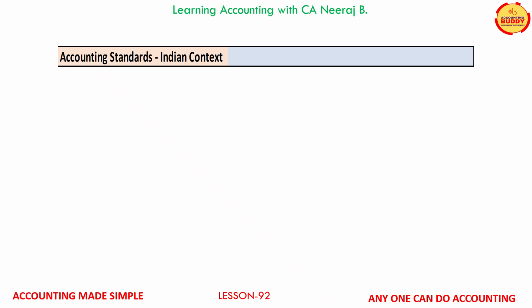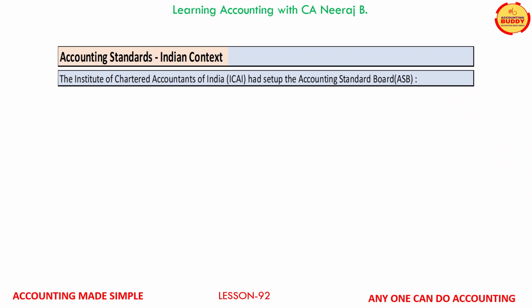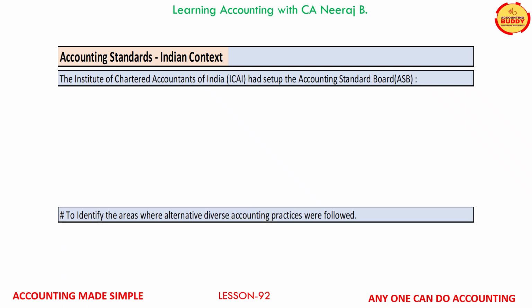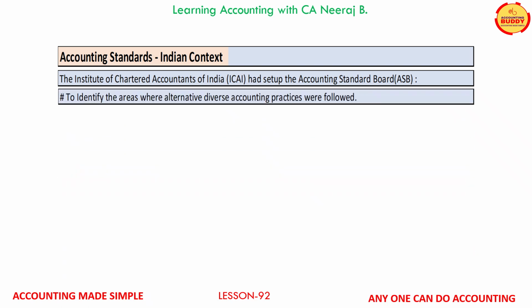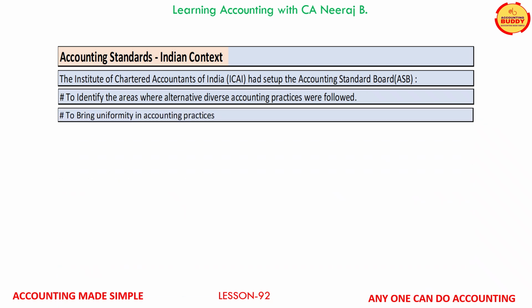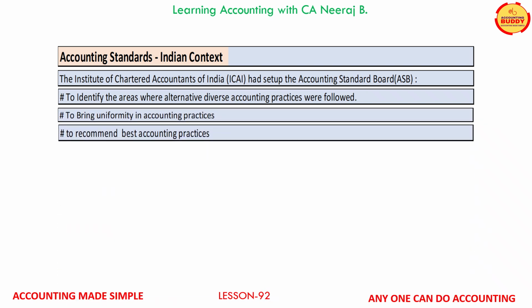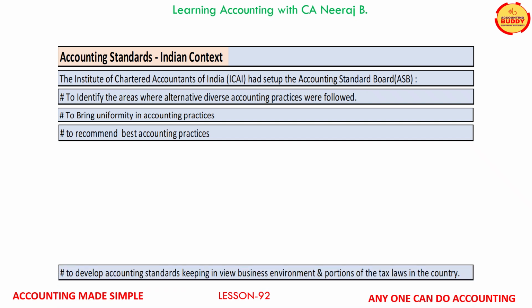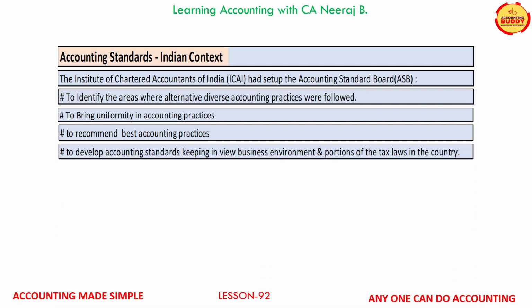Let us learn a few facts about accounting standards from the Indian context. The Institute of Chartered Accountants of India had set up the Accounting Standards Board, ASB, with the following objectives. Number one, to identify the areas where alternative diverse accounting practices were followed. Number two, to bring uniformity in accounting practices. Number three, to recommend best accounting practices. And number four, to develop accounting standards keeping in view the business environment and relevant portions of the tax laws in the country in order to facilitate the accounting which is in line with the relevant tax laws in the country.